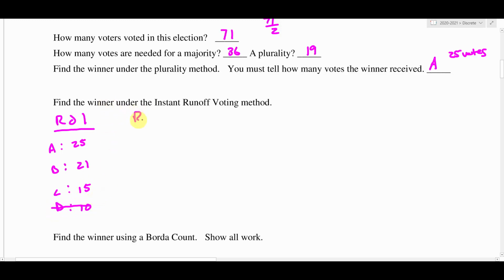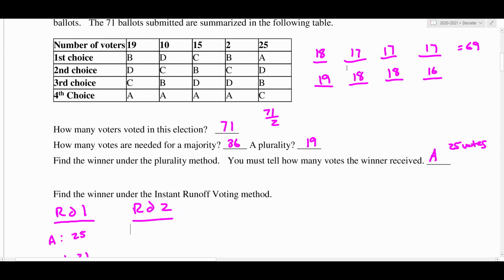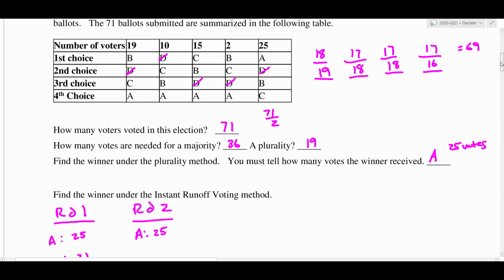And then we retally the votes as if D were never on the preference schedule. So if you need to, you can go back up here to your preference schedule and cross out candidate D. Just get rid of them. And then retally. So A, if I count up the first place votes for A, is still going to have 25 after round 2.